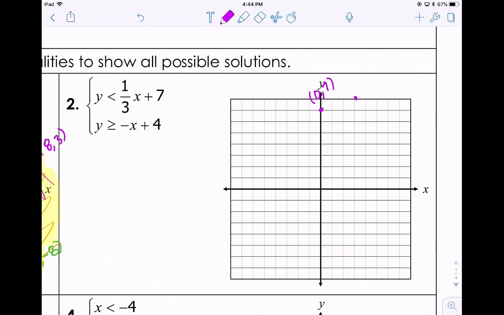We can only do that one time. So instead of going up and right 3, we can also go down and left to continue this line. So down 1, left 1, 2, 3. Down 1, left 1, 2, 3. All right, again, it doesn't have the equal to, so it's going to be a dashed line. So we're going to draw a dashed line for this.